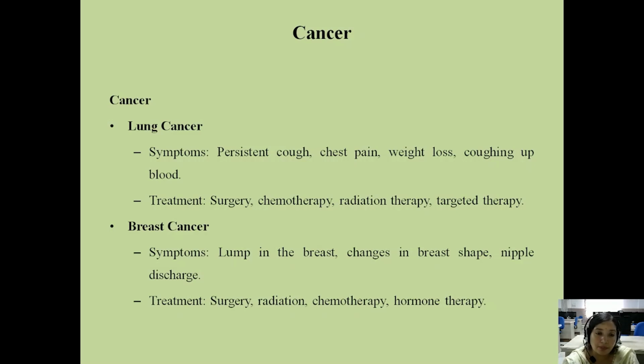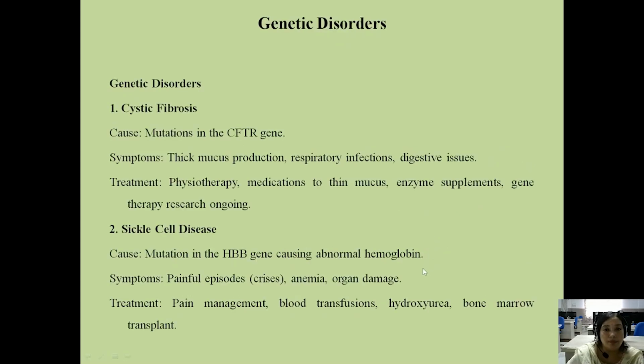And breast cancer symptoms are lumps in the breast, changes in breast shape, and nipple discharge. Treatment is surgery, radiation, chemotherapy, and hormone therapy for breast cancer. That is, you see a lump in your breast, changes in breast shape, and nipple discharge.